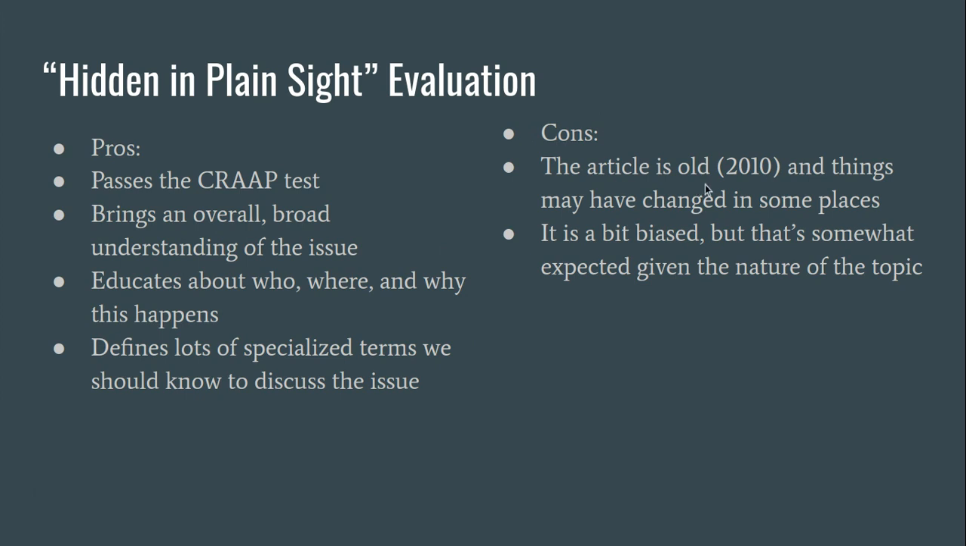So the article's old. It's from 2010, and things may have changed in some places. It is a bit biased. However, that's somewhat expected given the nature of the topic. So for each of the sources that you're looking at, it would be a good idea to go through and look at how well that particular source performs on this CRAP test, what it brings to the table in terms of our understanding of the issue, what its purpose is, and then also you would want to look at how it relates to the other sources about that same topic.